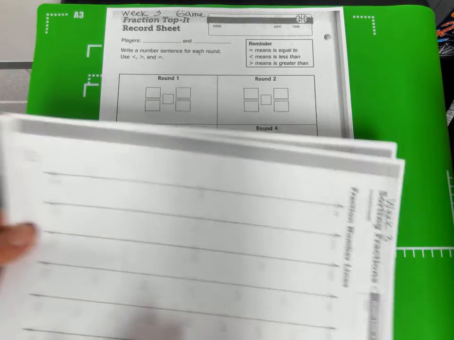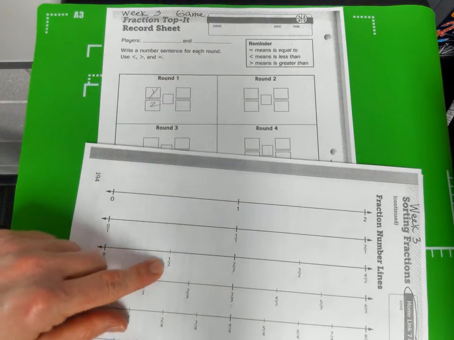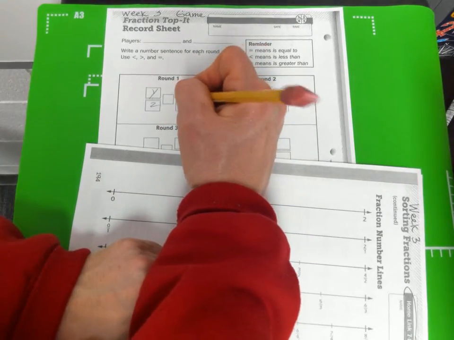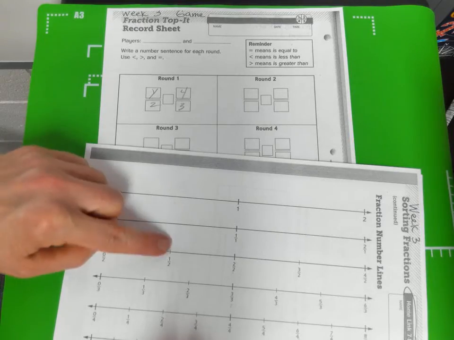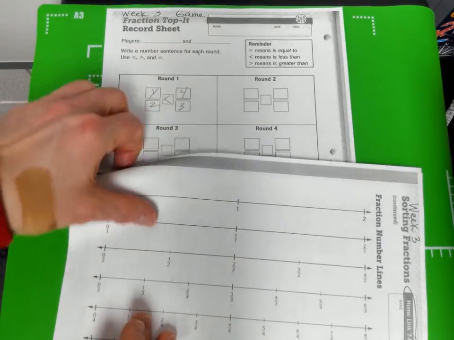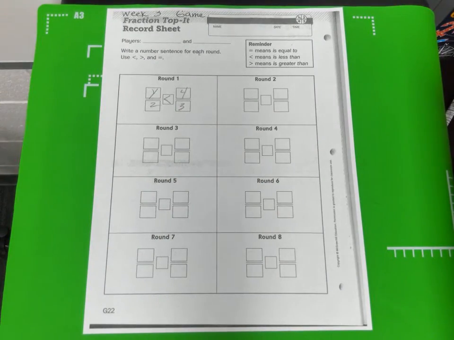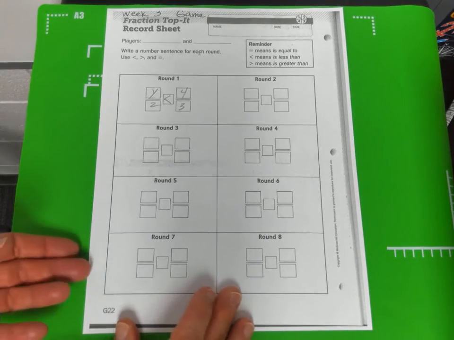So I'll do the first one. Let's look. Let's take 1/2, and let's take 4/3. And here's 1/2, and here's 4/3. 4/3 is greater. So that's what I want you to do. You can use this sorting fraction paper from lesson 7.8, and you can figure out that game. You don't have to have fraction cards. You can use that sheet.